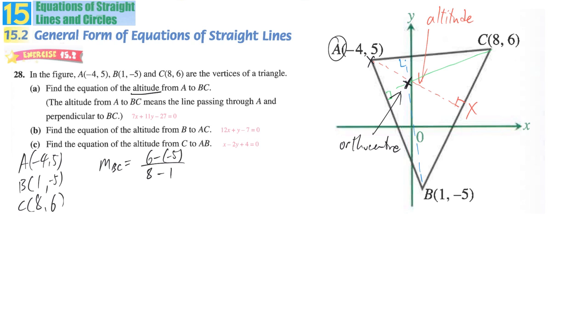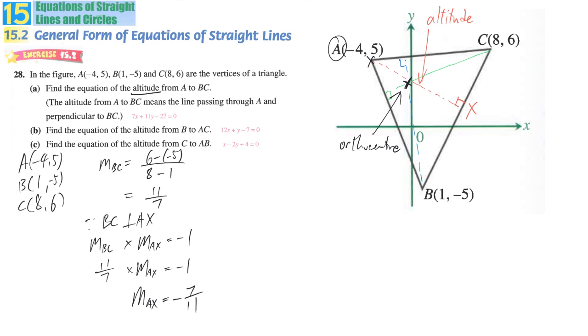So 8 minus 1. We get 11/7, which means that since BC is perpendicular to AX, slope BC times slope AX should equal -1. That's why slope AX is equal to -7/11. Don't skip steps because many people make careless mistakes when they skip steps. And then we have one point and we have the slope, so it's enough for us to write down the equation of our target.